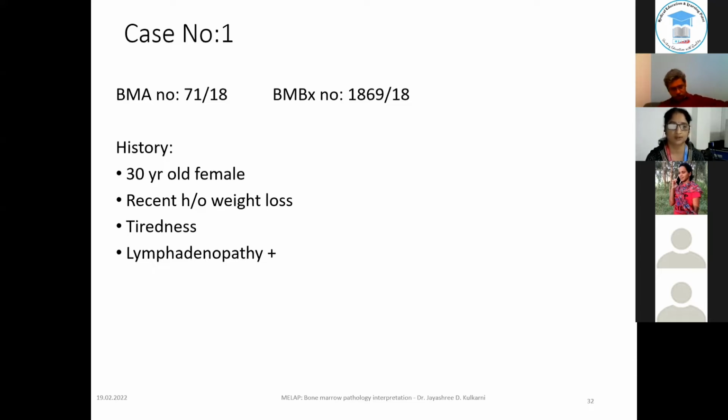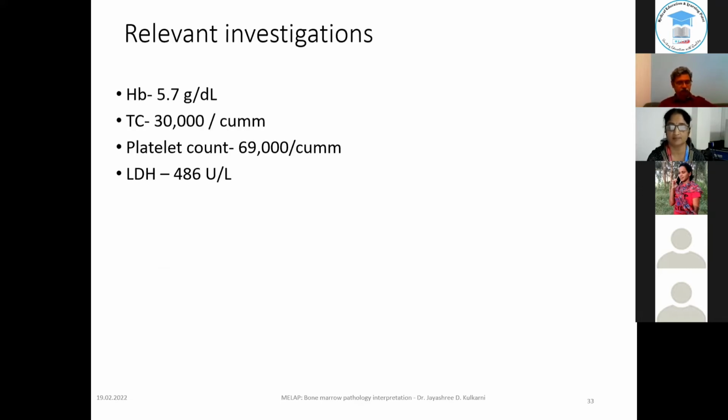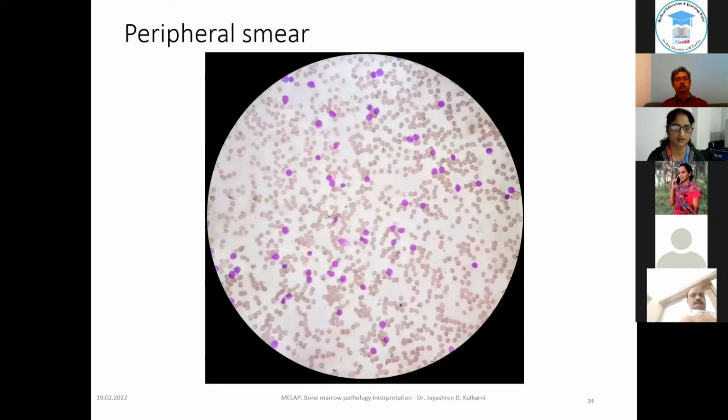So case number 1 was a 30-year-old female with weight loss, tiredness, and lymphadenopathy. So even as a PG and even now when I practice, I am very excited when I see a leukemia. So this patient had a high total count of 30,000 and anemia and thrombocytopenia and slightly elevated LDH. 30,000 total count. Predominantly, they were all lymphoid cells, as you can see even at this far in the peripheral smear.